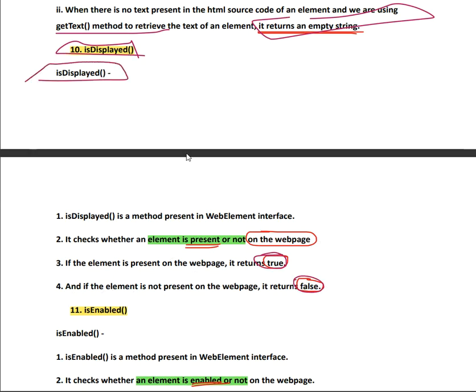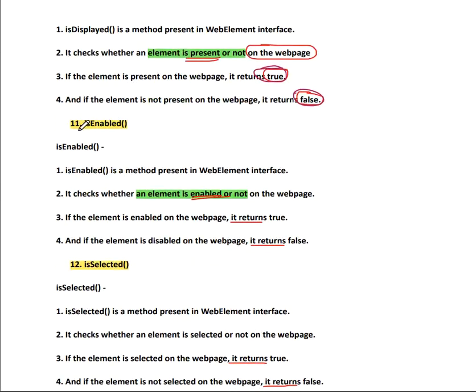The interviewer asks directly: if you have to check whether the element is present or not, how will you check? At that time we have to say we will check whether the element is present on the web page or not with the help of the isDisplayed method. If the element is present, it will return true, and if the element is not present, it will return the false value.